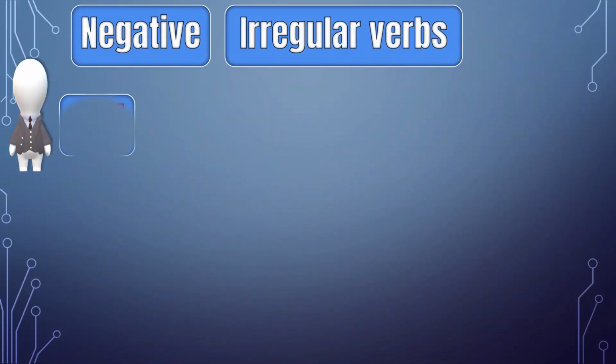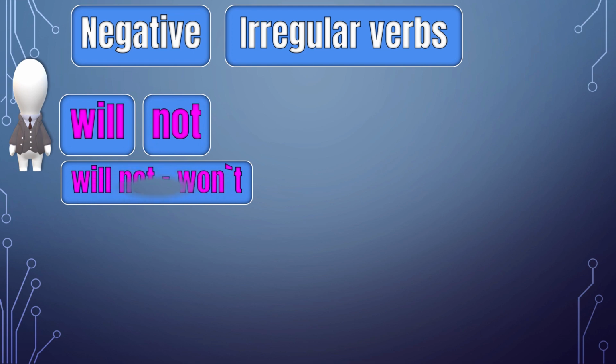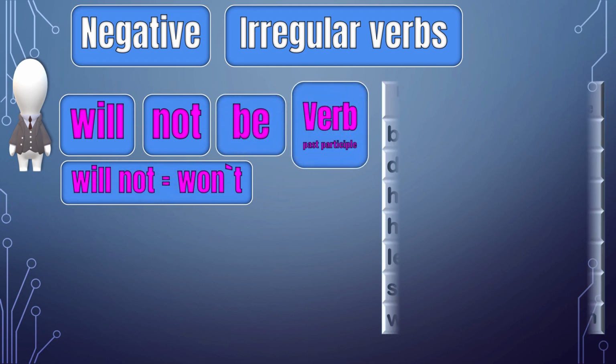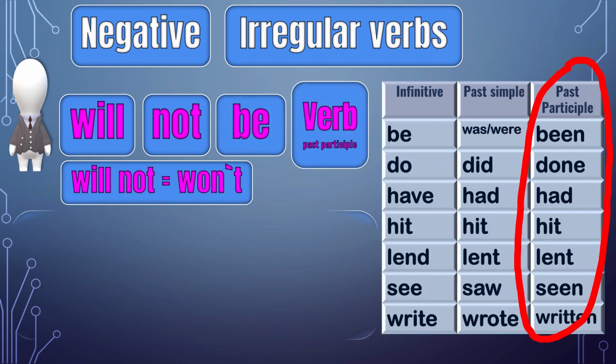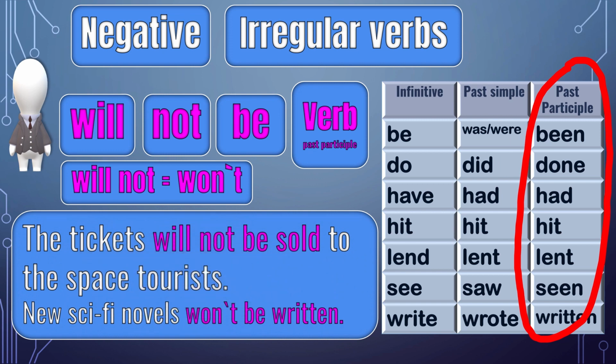Subject is the first in a negative sentence, add will, then not, plus be, and past participle. The tickets will not be sold to the space tourists. New sci-fi novels won't be written.